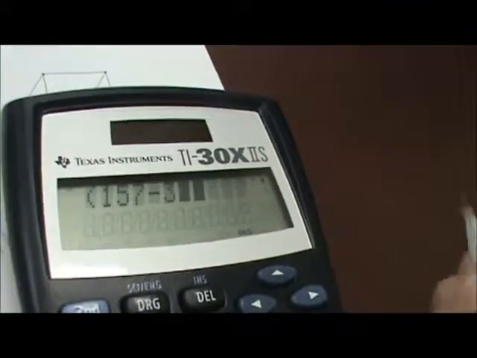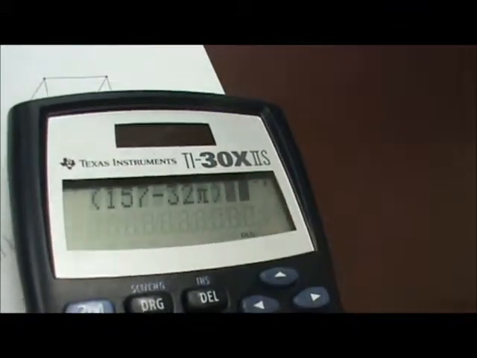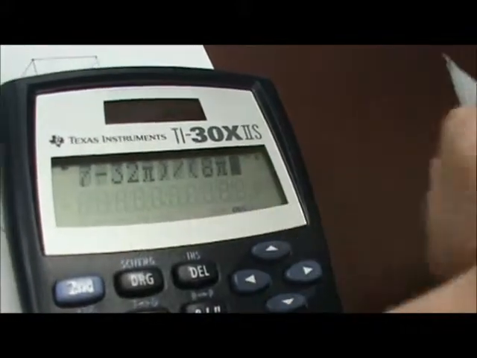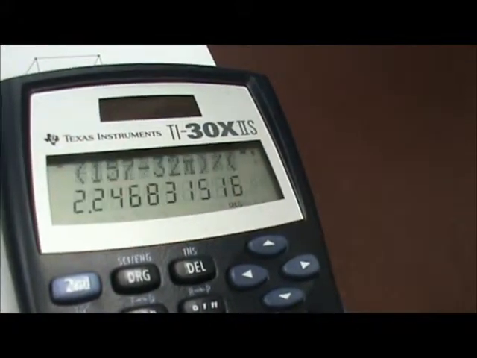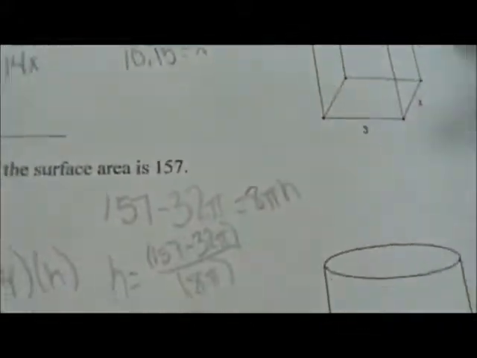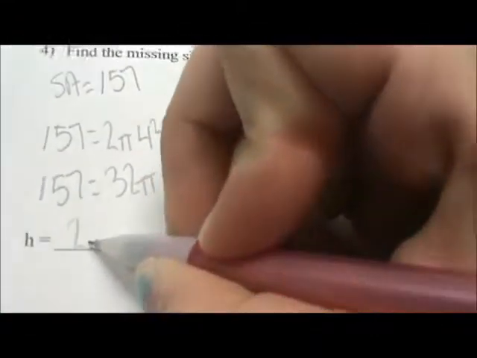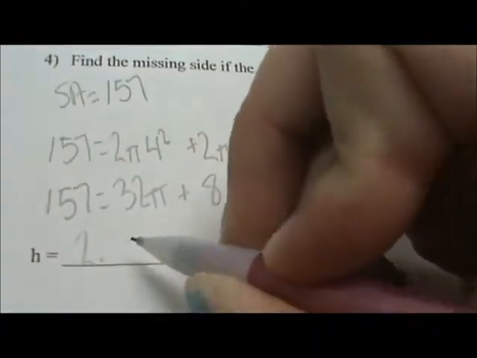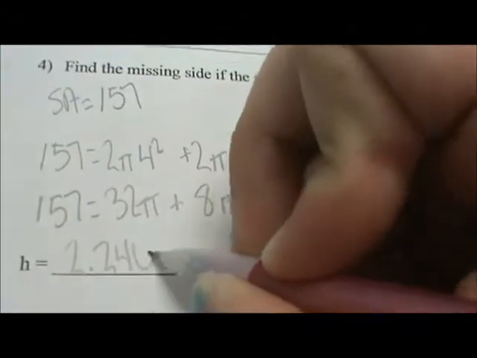So then when you put that into your calculator, you could have 157 minus 32 pi divided by 8 pi, which you would get for an answer of your height to be 2.246. Well, that is it for homework check 12.2.